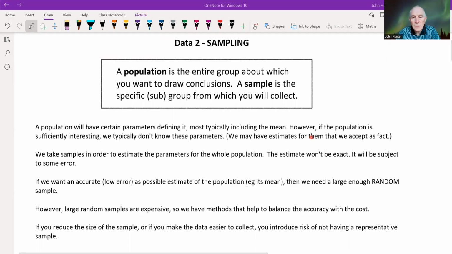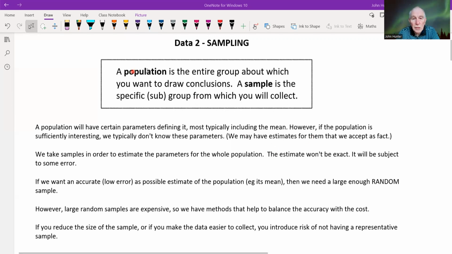Right, this is the second video in the data section, and it's on sampling. If you recall back to the introduction, this section is really about data, how you gather it, and how you use that data in order to draw conclusions. Typically, what we're doing is taking samples of data in order to draw a conclusion about a population.